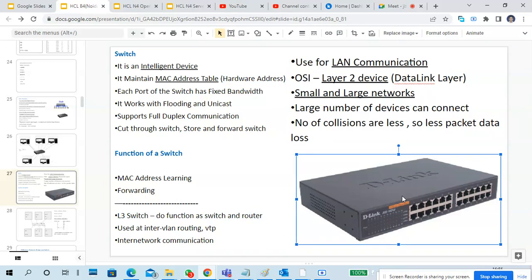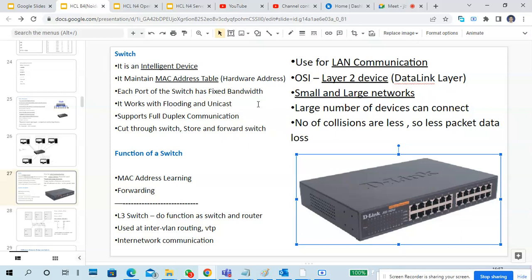So the inter VLAN routing concept we can implement on this switch cum router. Layer 3 switches are used for inter VLAN routing. Okay, there is a big concept there, so we won't go into that one. What is the function of switches? MAC address learning and forwarding the packets.